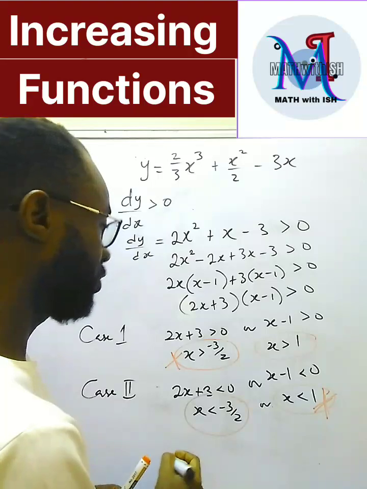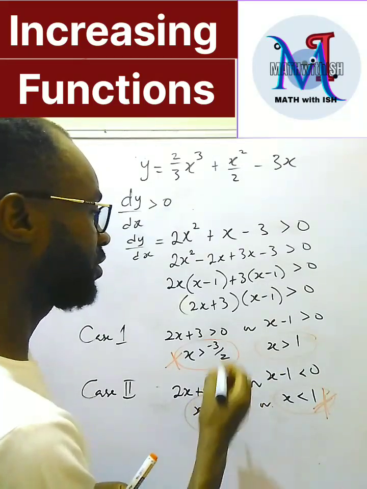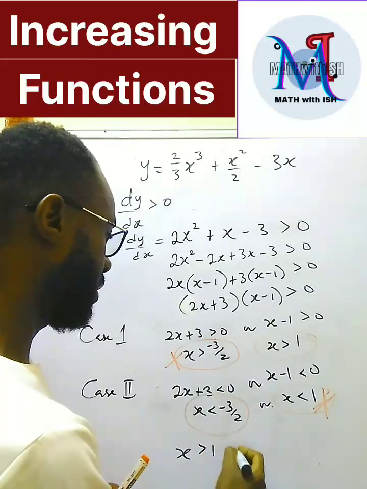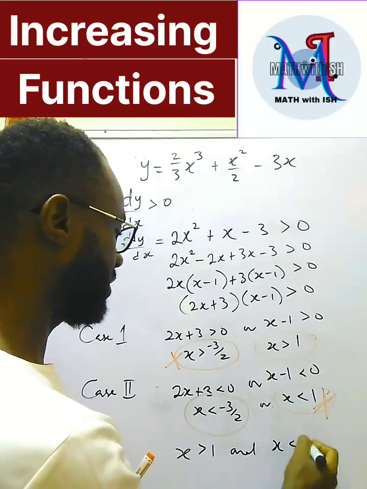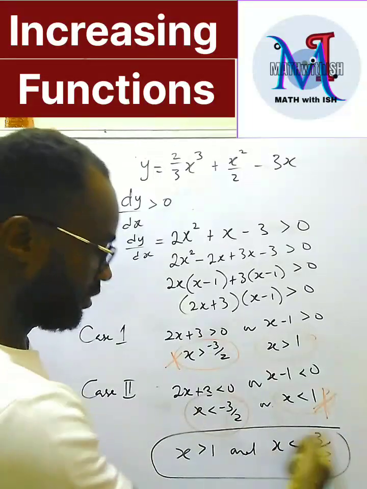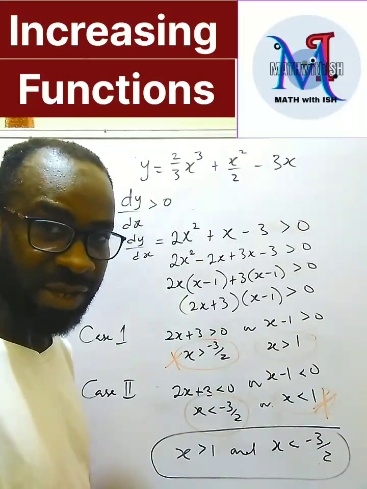Okay, so our solution, the range of values of x, are x greater than 1 and x less than minus 3 over 2. So this is the range of values of x that satisfy this solution.